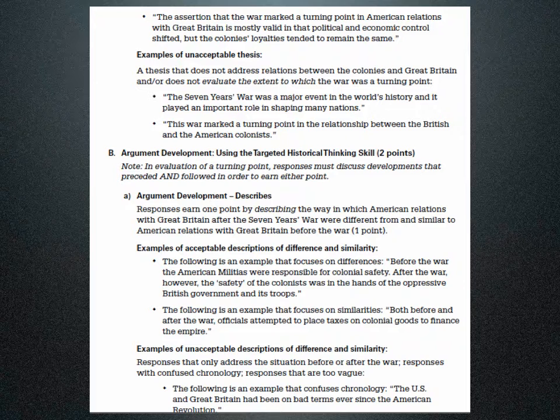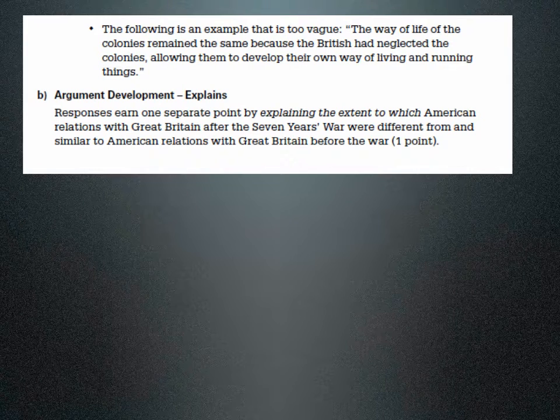And this student says the following as an example. Before the war, the American militias were responsible for safety. After the war, the safety of the colonists was in the hands of the oppressive British government and its troops. That is a difference. And then similarities, both before and after, officials attempted to place taxes on colonial goods. So you see that the student is very careful to specify the before and after relationships and to let the reader know exactly that, hey, this is what I know I'm supposed to be doing, and here's my information, and here's my argument and my actual evidence.